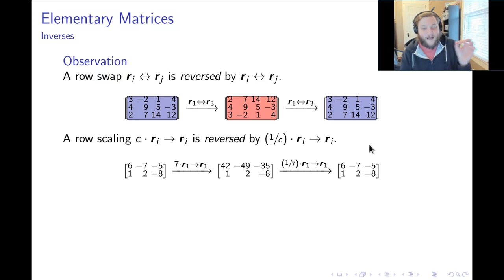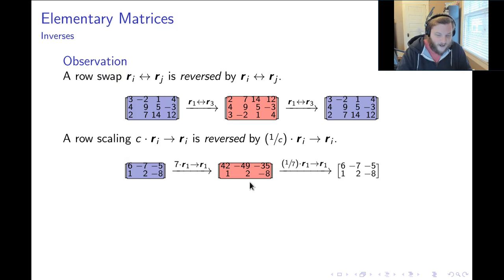So if I multiply by a number, like in this example where we multiply row 1 by 7 to obtain a new matrix, if I decided that I didn't actually want to do that in the first place, I could reverse this decision by now scaling the new row 1 by 1 over 7.